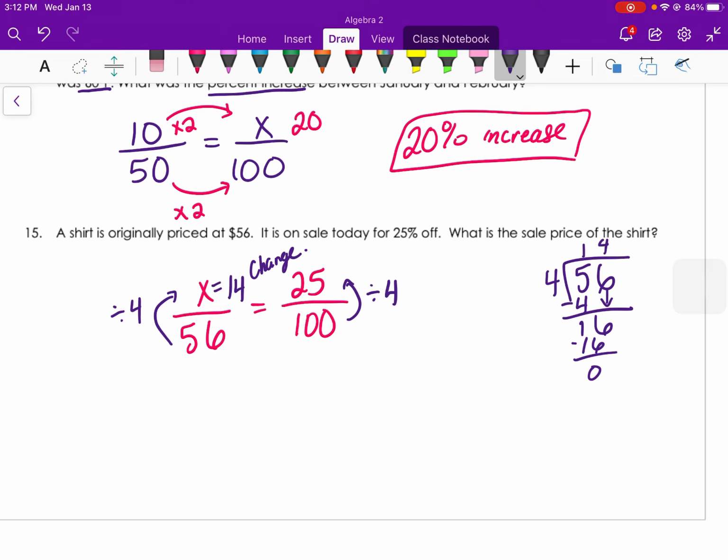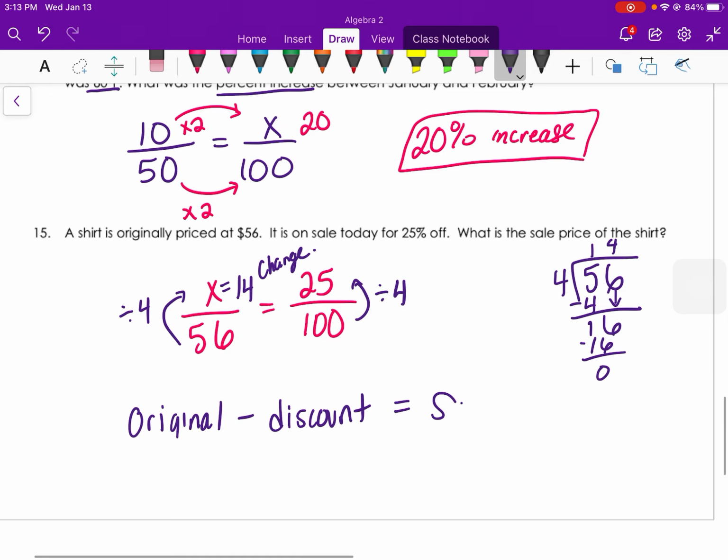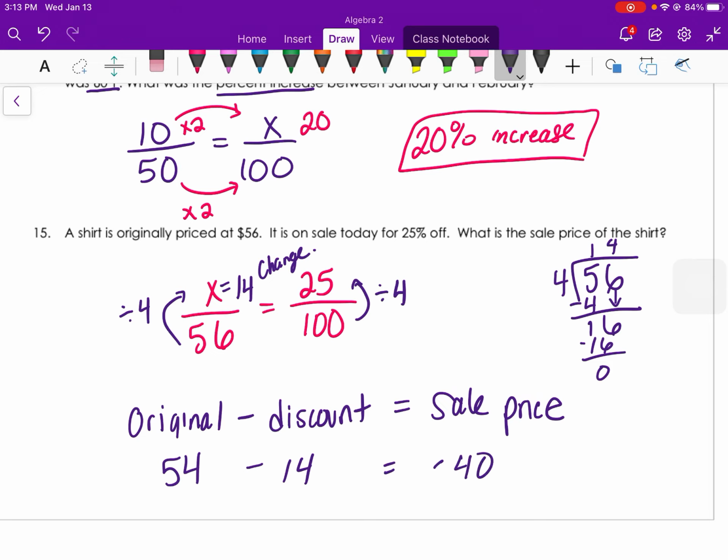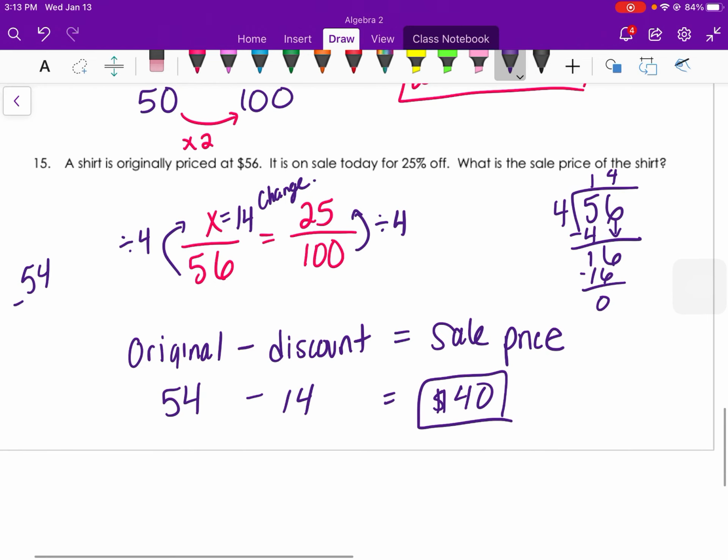So remember that the original price minus the discount equals the sale price. So 56 minus 14 would be 40. So we would have $40 we would pay. So that would be our sale price for that shirt.